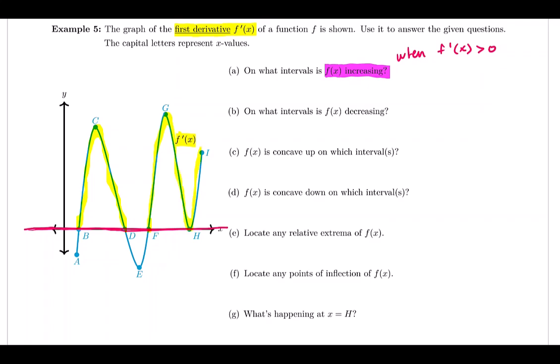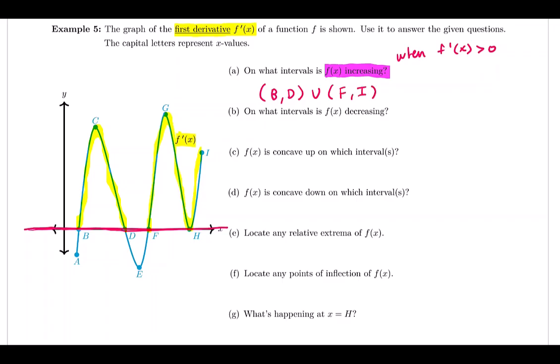So if I were to write this answer in interval notation, I would say that f of x is increasing on the interval from capital B to capital D, union capital F to capital I.